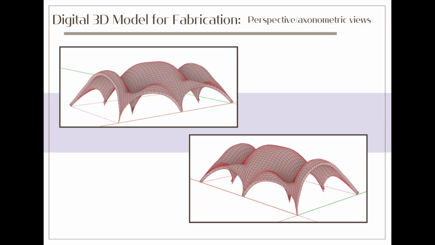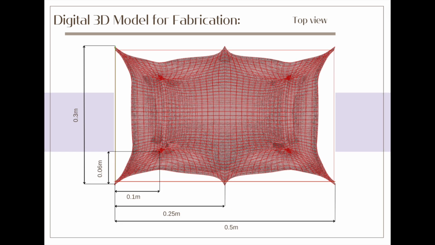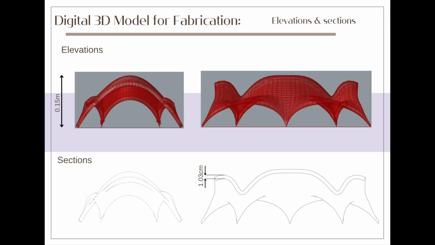The 3D model for fabrication was created. Here's the perspective and axonometric views. The dimensions are revealed on the top view. These dimensions are the same as the previous wireframe model. The elevations and sections reveal the dimensions. The thickness of the model is 1.03 centimeters.